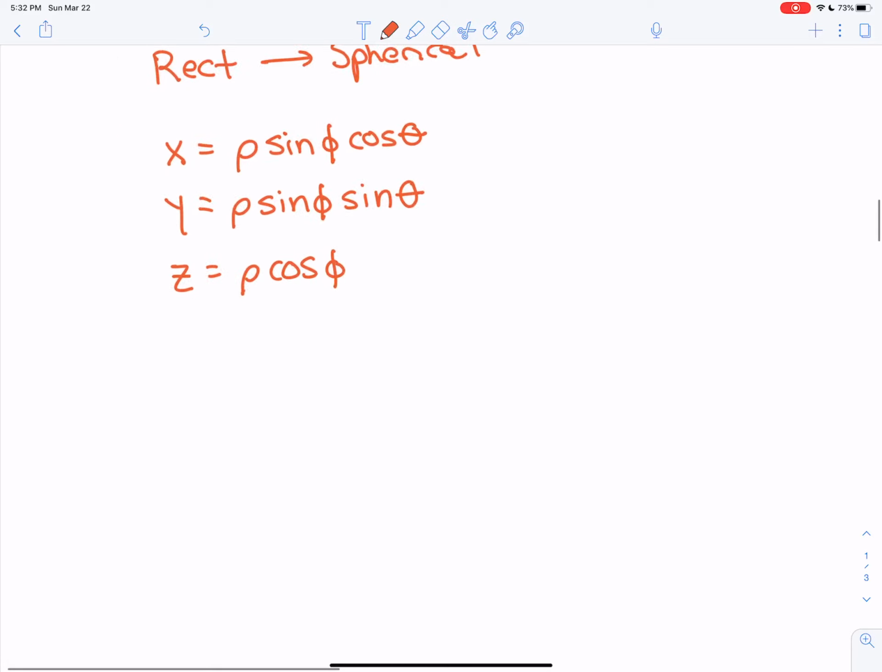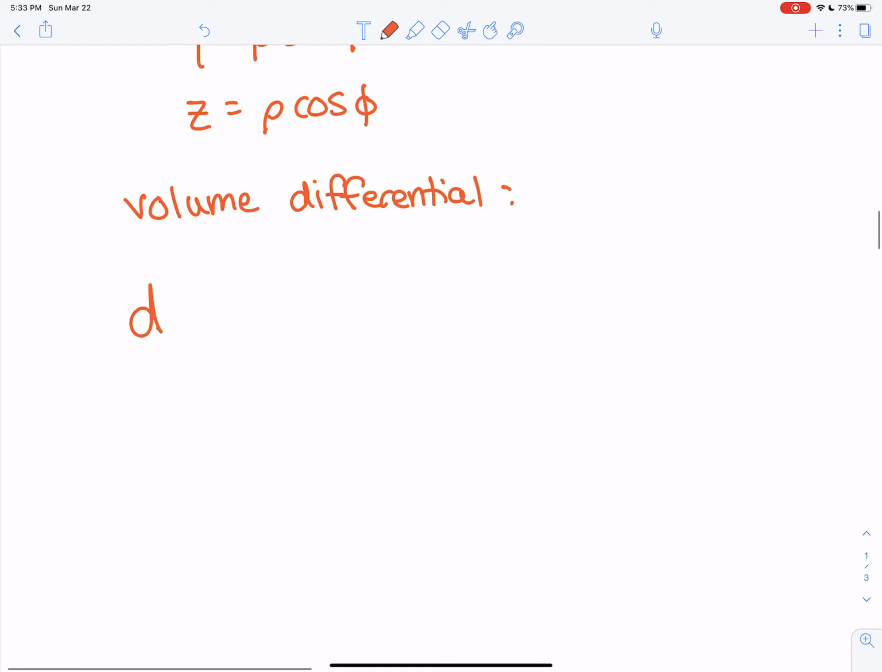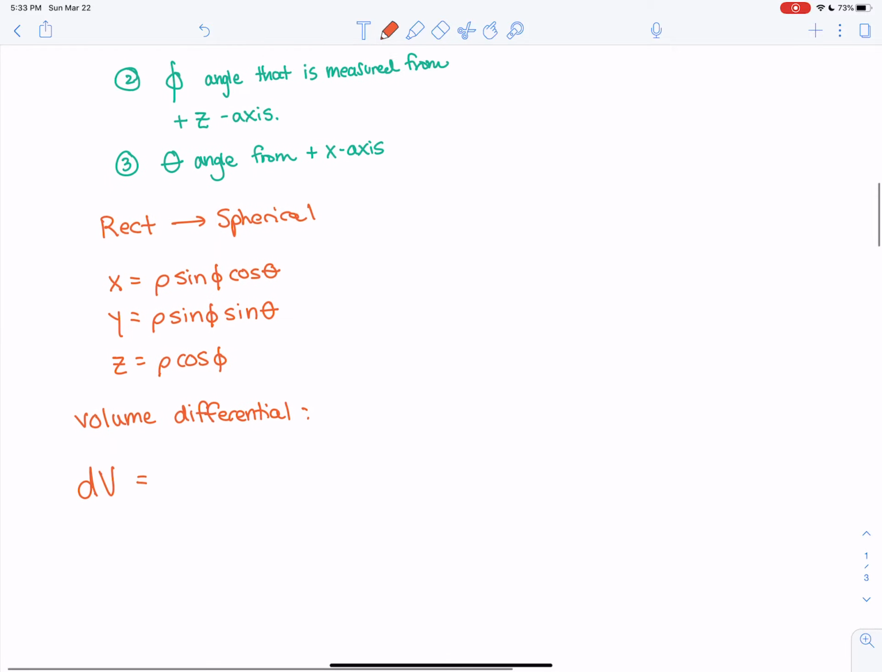But importantly, we do need to know what the volume differential becomes. Right, so when we integrate through a 3D region using spherical coordinates, we have to have that volume differential at the end. So we need to know what that becomes in spherical. So the volume differential in spherical, right, so the dV becomes, right, so we have three variables. We'll have d rho, d phi, d theta.